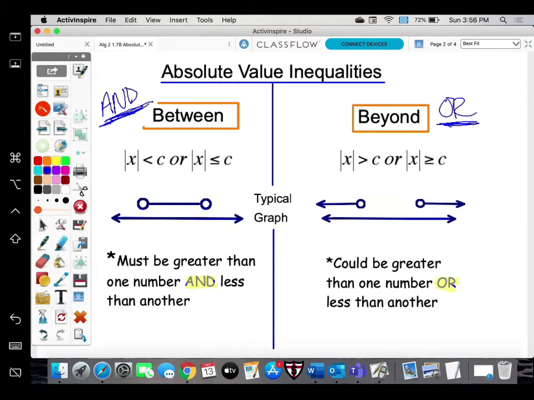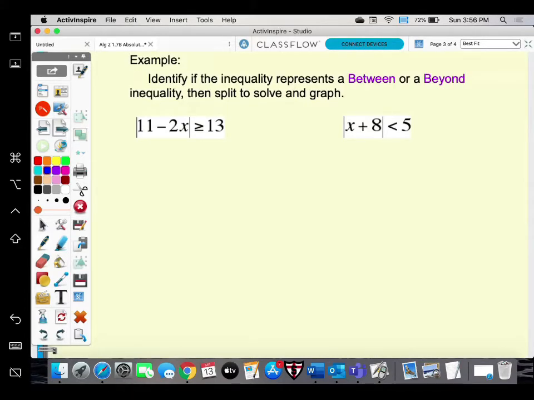Okay, so let's solve some of those. This first one, we're talking about absolute value of 11 minus 2x greater than or equal to 13. So we have an or, which when we're talking about the terminology as between or beyond, or is a beyond because they go in opposite directions, just like the oars on a boat. So, same rules as yesterday. We isolate, we separate, we solve, and we check. And then there's a graphing of the solution as well.